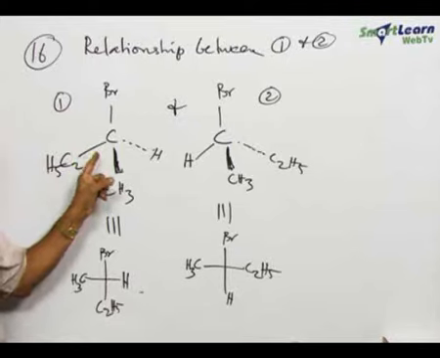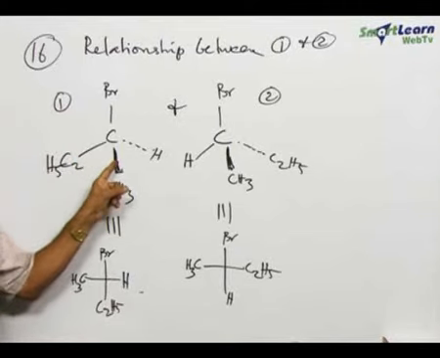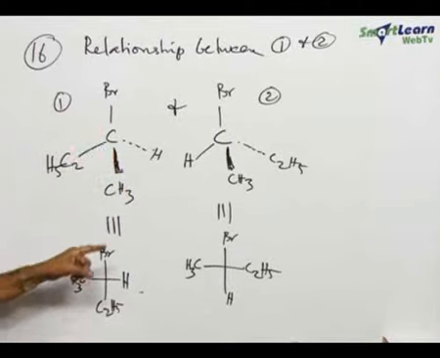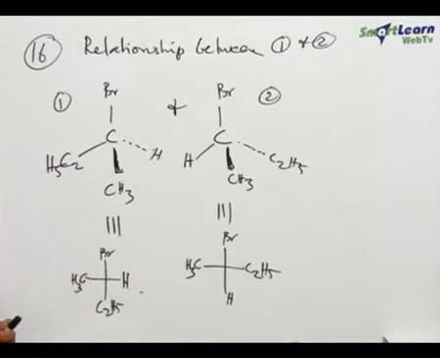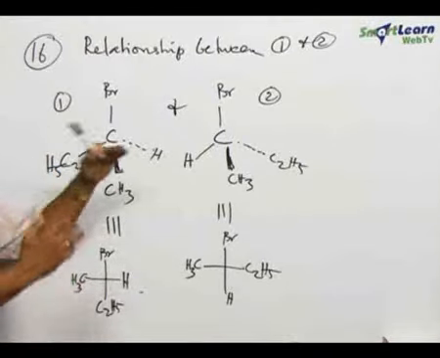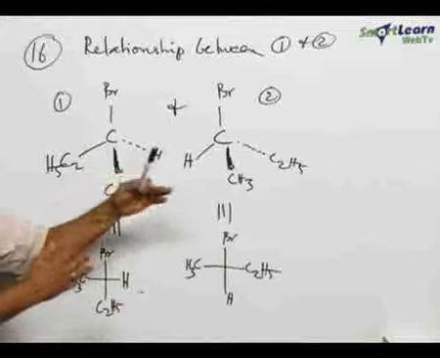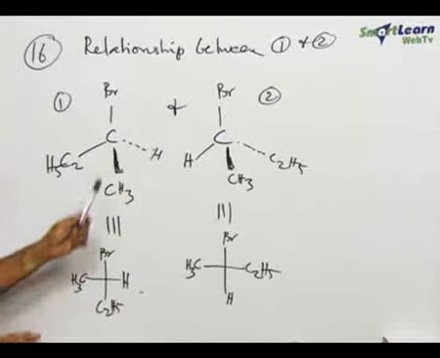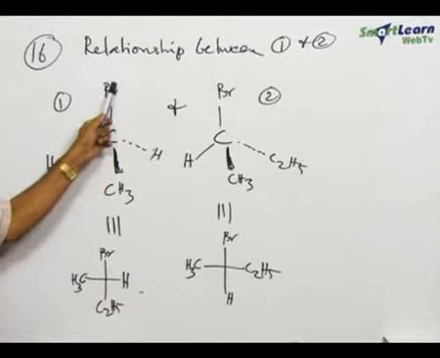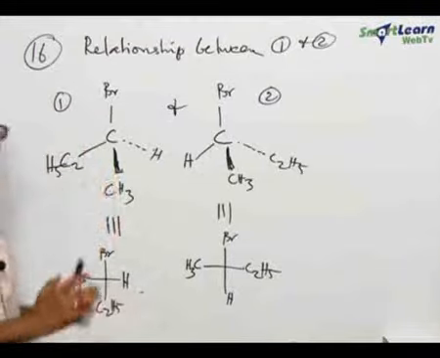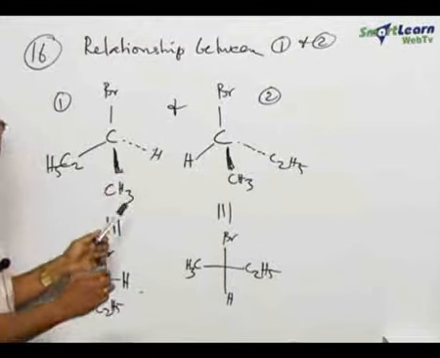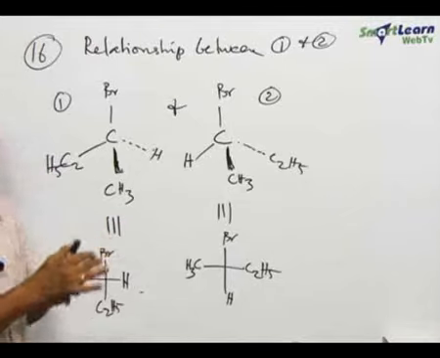Wedge projection means there are three different types of lines given here. One is a straight line, the other is a thick line, the third one is a dotted line. A dotted line means it is behind the plane of the board or behind the plane of the paper. An ordinary line, the C-Br, C-C2H5, represents that it is on the plane, whereas the thick line, the CH3 group, is in front of the plane.